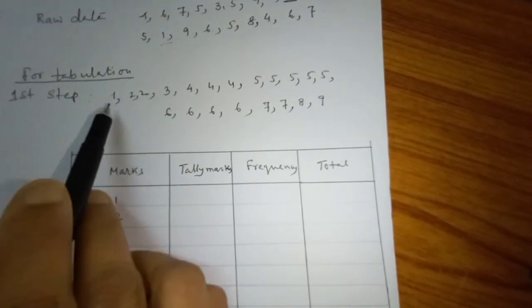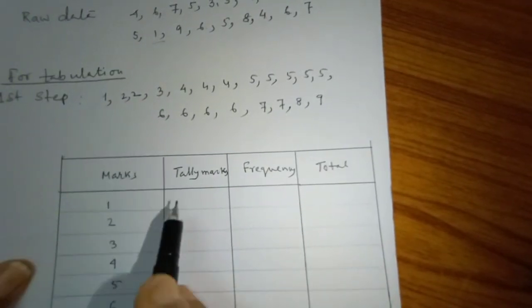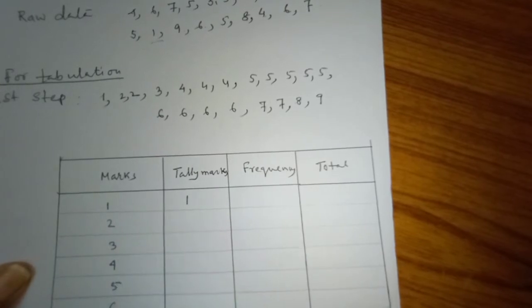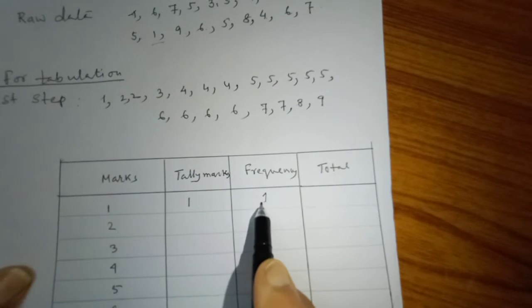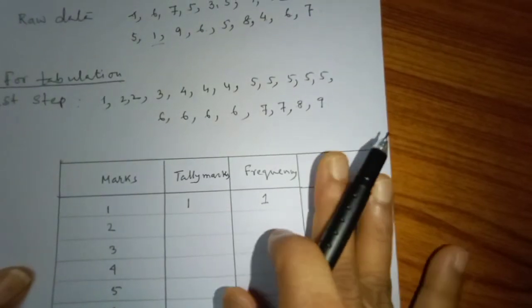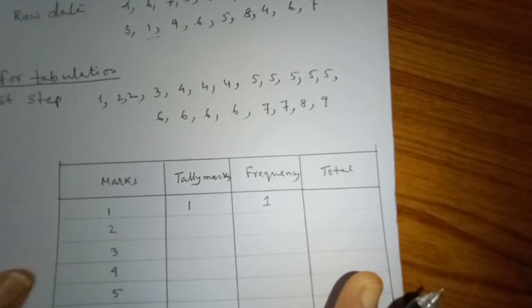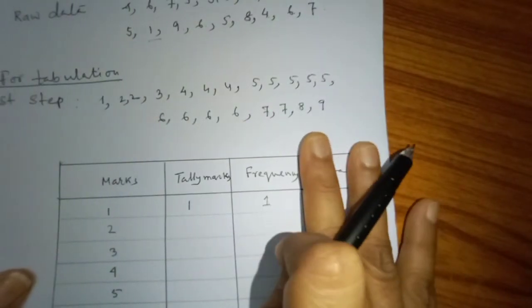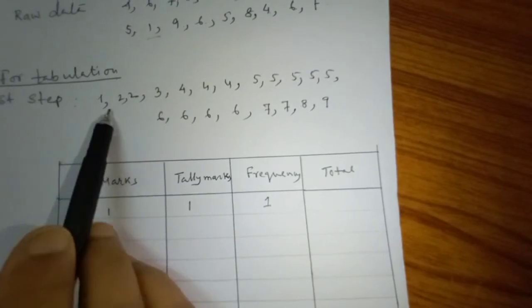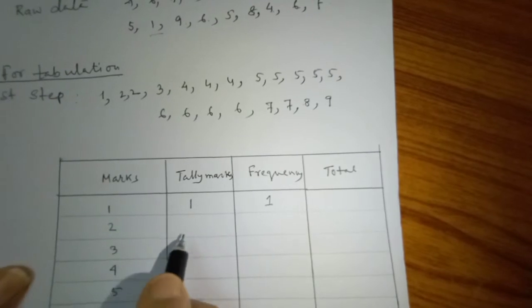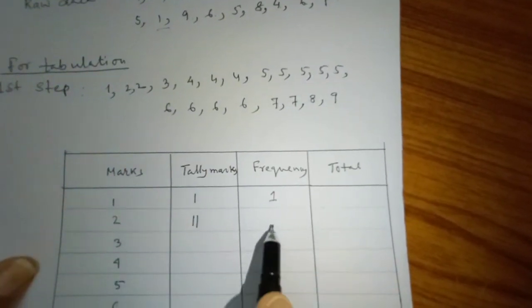Now for making a tabulation or frequency distribution table, we need to make this kind of table. See, how many times is 1 present here? 1 time. So in tally marks I will mark 1 line, which means frequency is 1. This column is not required when it is only a frequency distribution. Now 2, how many times is 2 here? Students, see, 2 is 2 times. So frequency is 2.